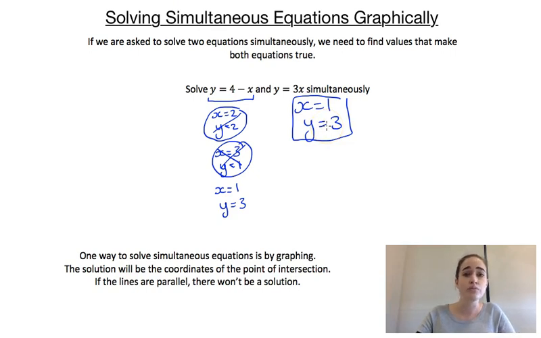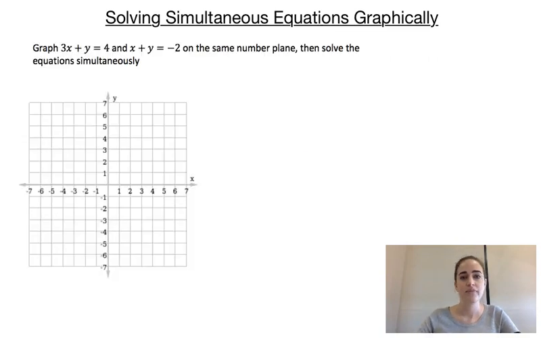Now, obviously, if you've got your computer in front of you, using graphing software is a really nice and easy way to do it. But we won't always, especially in an exam, you're going to have to do this by hand. So let's have a look at an example. We're asked to graph the equations 3x + y = 4 and x + y = -2 on the same number plane and then solve the equations simultaneously.